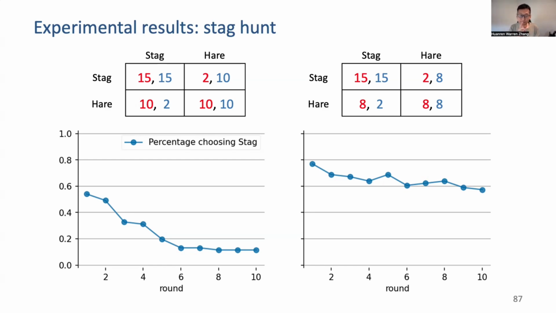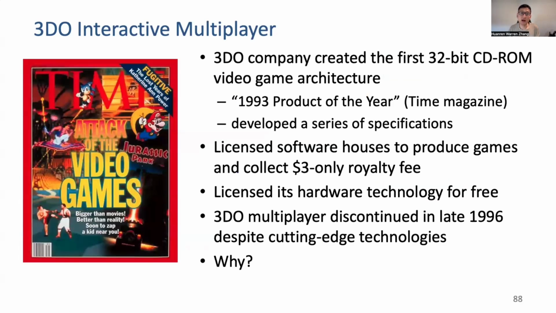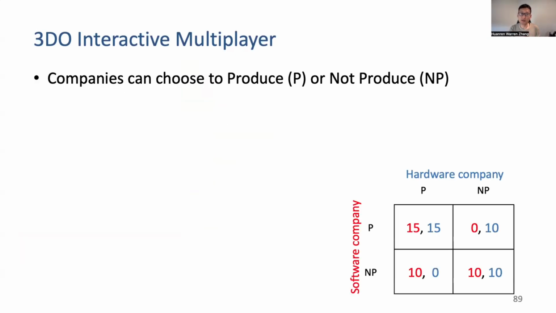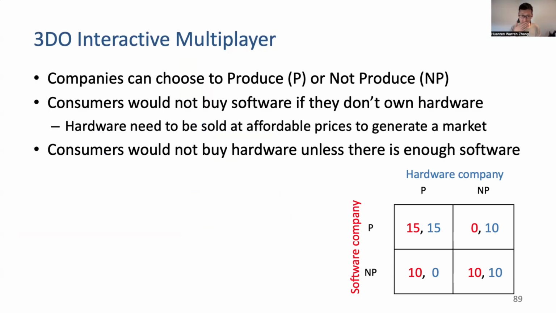Right? So this stag hunt game can help us understand the example we mentioned before, this 3DO interactive multiplayer, right? So they have the most advanced technology, and they try to license their technology to the software companies and hardware companies, but they fail. Why is this the case? We can understand this as a coordination game between the hardware company and software company, right? So both companies can choose to produce the corresponding products consistent with this advanced technology or not to produce, right? So this can be just considered as a stag hunt game, right?